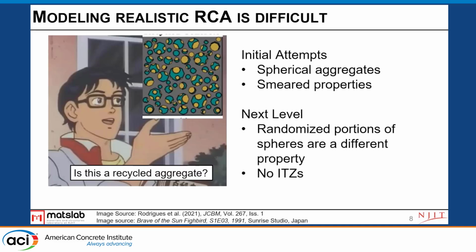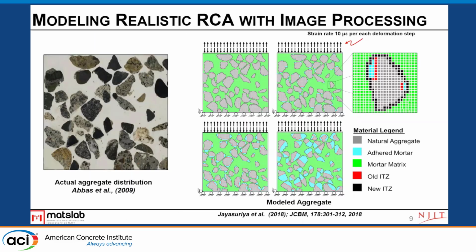So then the next step that we moved forward with was people started doing image analysis where they'd slice a piece of concrete, take an image of it, and then we could upload that into a system and use an algorithm to essentially digitize that and put a mesh on it and then assign properties to those different meshes. And this was really helpful because we could start to look at some realistic gradations, realistic distributions, realistic shapes.